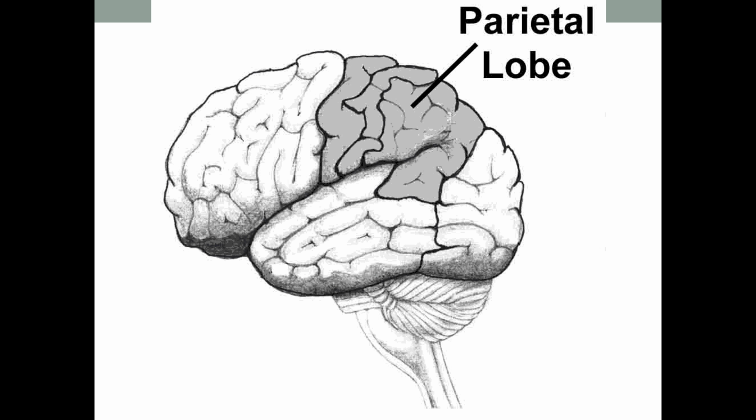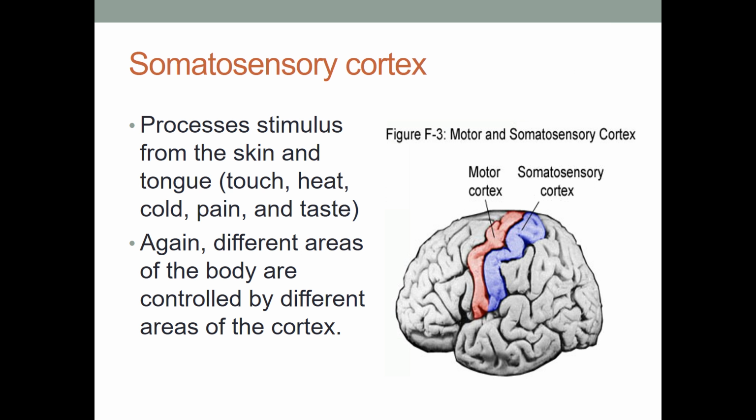Okay, we're moving now behind the frontal lobe and we're going to the parietal lobe. You'll see right here, there's a really deep sulcus, that inward wrinkle, and that's the indication that we've left the frontal lobe and moved to the next lobe, which in this case is the parietal lobe. And the very first thing you'll run into on the parietal lobe is the somatosensory cortex. The job of the somatosensory cortex is to process stimuli from our skin and from our tongue.